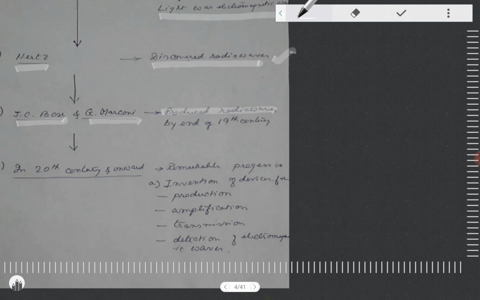In the 20th century onward, there was remarkable progress in the invention of devices for production, amplification, transmission, and detection of electromagnetic waves. The remarkable improvement in this field.